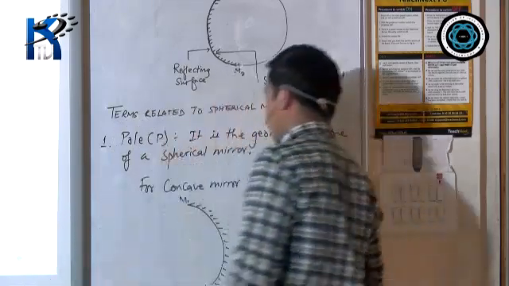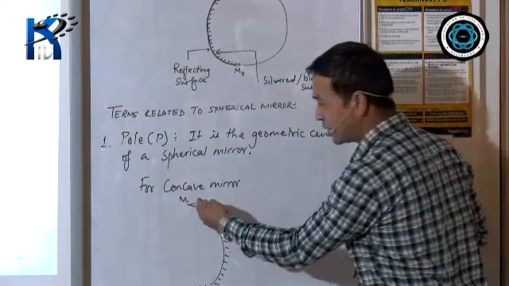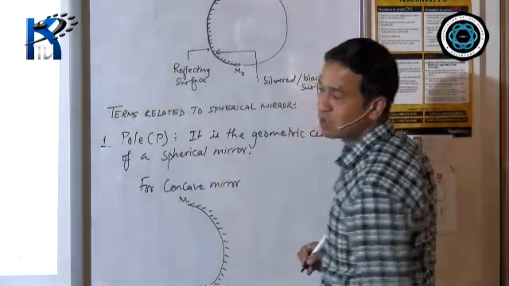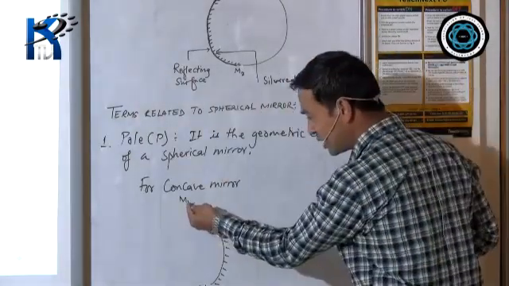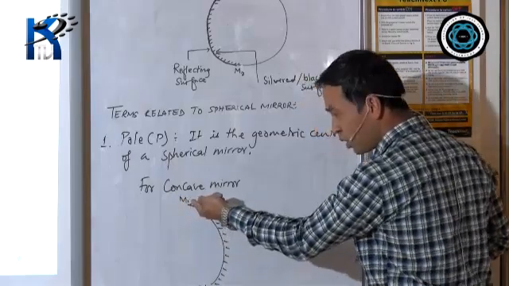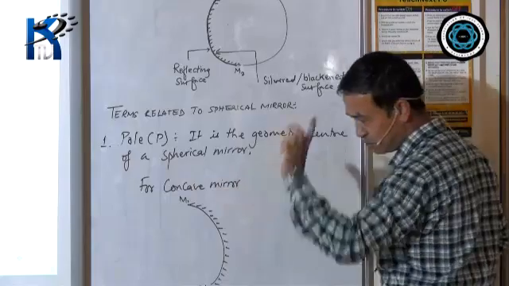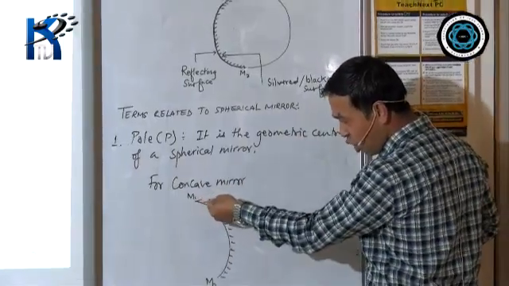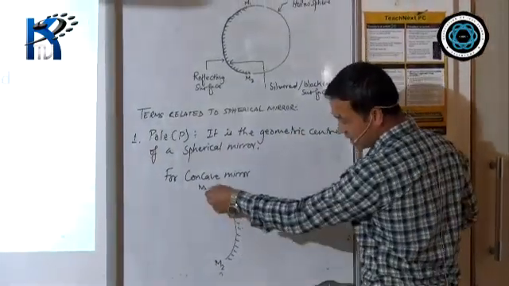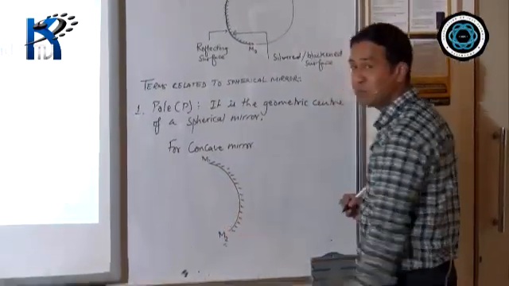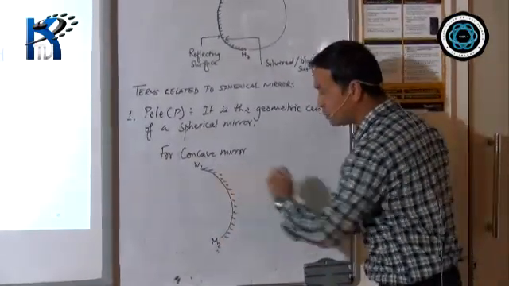See, I'm taking a concave mirror, so I'm not taking the whole diagram of the sphere, I'm taking that part of the hollow sphere which forms a concave mirror. So M1, M2, these are concave mirrors. As I repeat again, this is the outer surface with the silvering surface, and this is the inner surface which has a reflecting surface. Now this is a concave mirror.